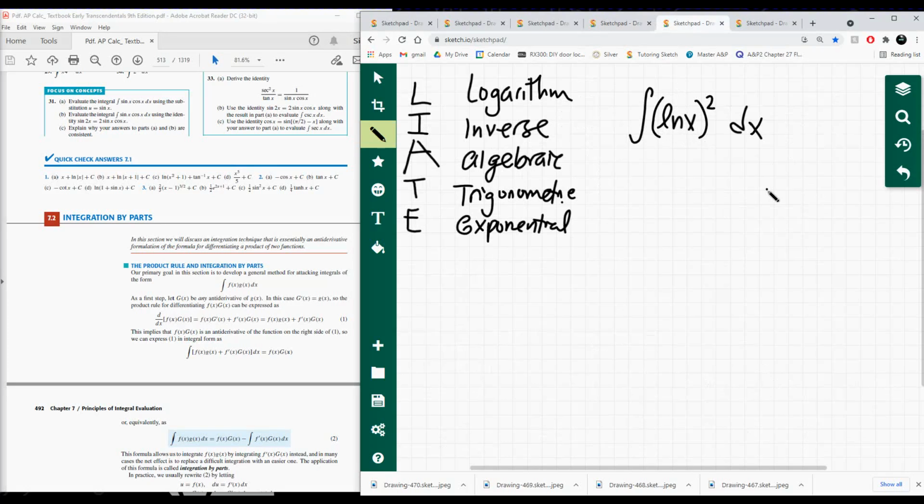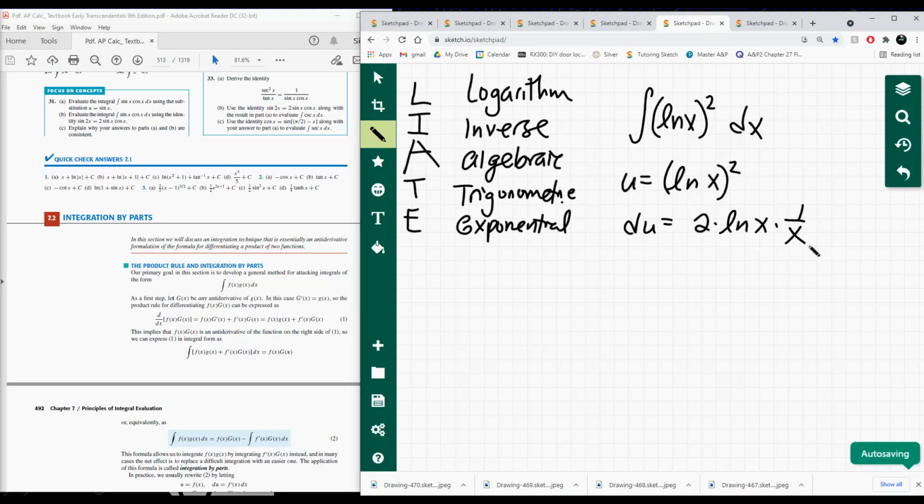And note, typically whenever you're taking the integral of a natural log without a smart u substitution, this is what we need to do. So we set u equal to the natural log of x squared, and du is going to be equal to 2 times the natural log of x times the derivative of the base, which is going to be 1 over x dx.